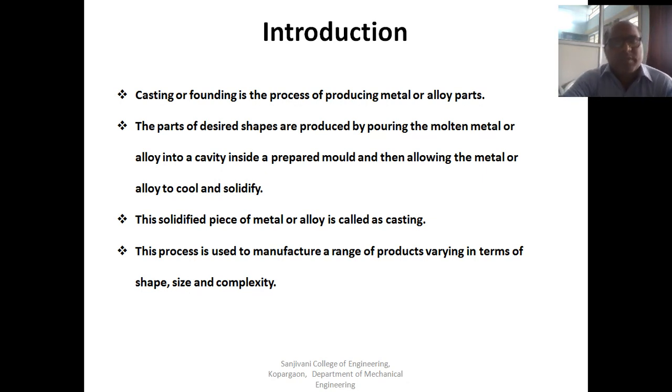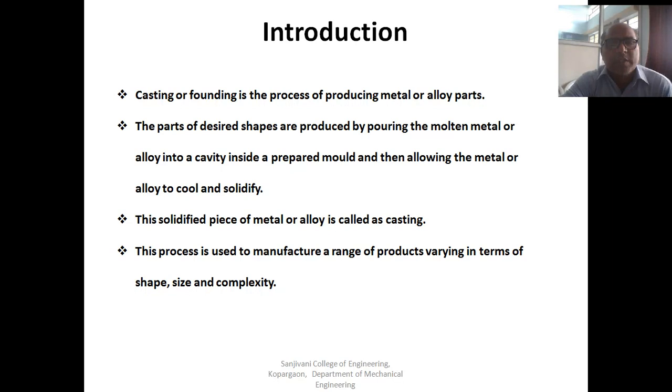Introduction of the casting. I know that you have already studied in first year the basics of manufacturing processes, which also include casting. So you are familiar with casting. Okay. So first of all, what is casting? Casting or founding is the process of producing metal or alloy parts. The parts of desired shapes are produced by pouring the molten metal or alloy into a cavity inside a prepared mold and then allowing the metal or alloy to cool and solidify. This solidified piece of metal or alloy is called a casting.